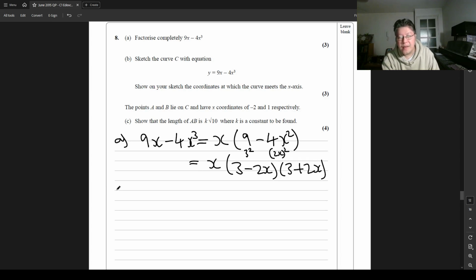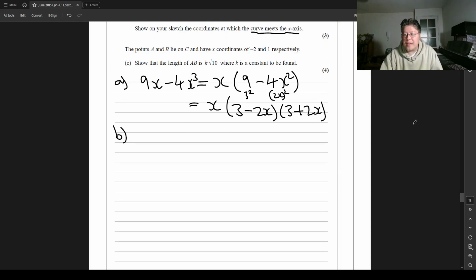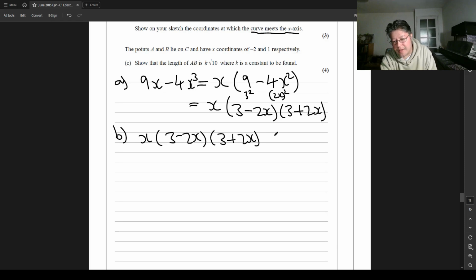So that's the factorization. Part B, they want us to sketch this, and they want us to put the x-intercepts. So where it meets the x-axis is the x-intercepts. So the first thing we want to do is to get the critical values. So that's when this thing is set to 0. Let's just do that first. So x, that, and that equals 0.